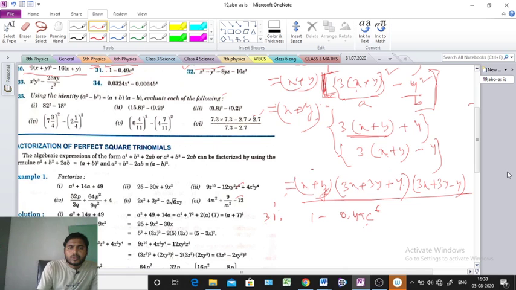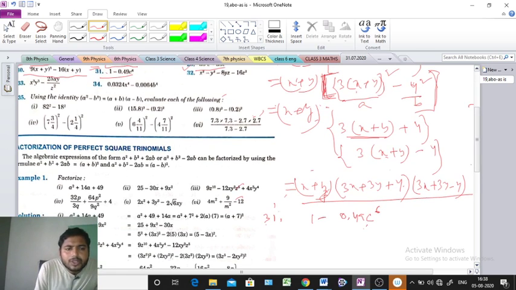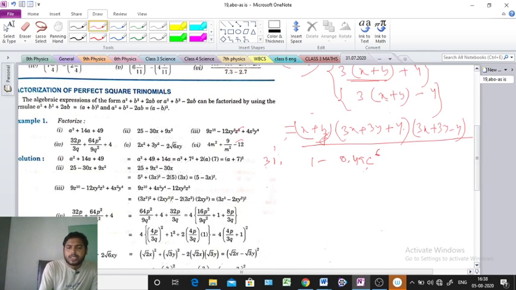I hope so. So it's okay, no problem, that one. Just see, 6 or 8, 1 minus 0.49 into c to the power 6. Okay, just see, consider it 6. After that, you should practice it. So what to do here?